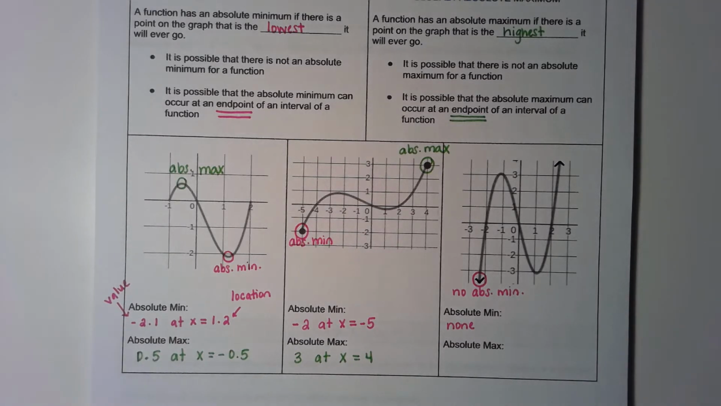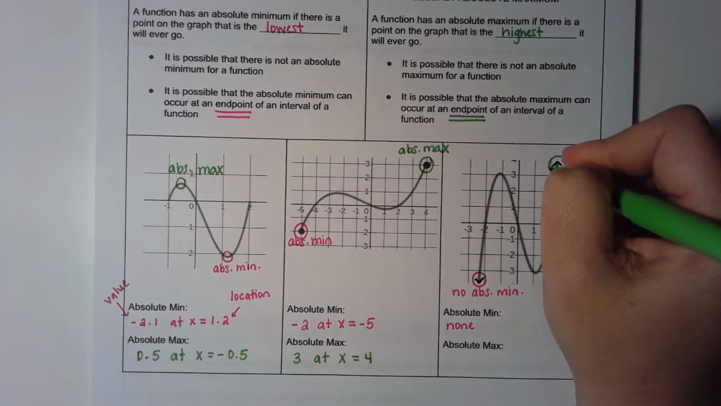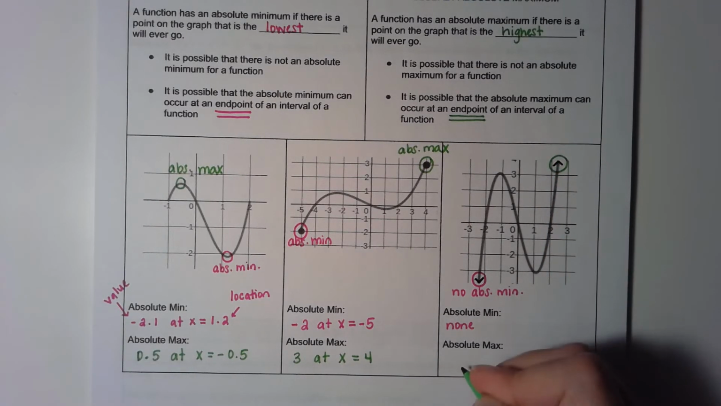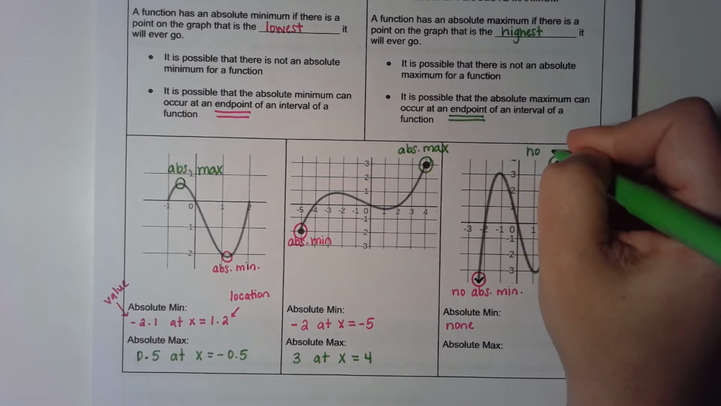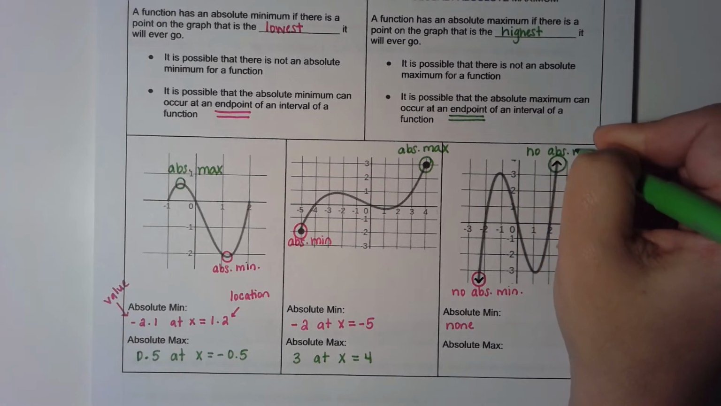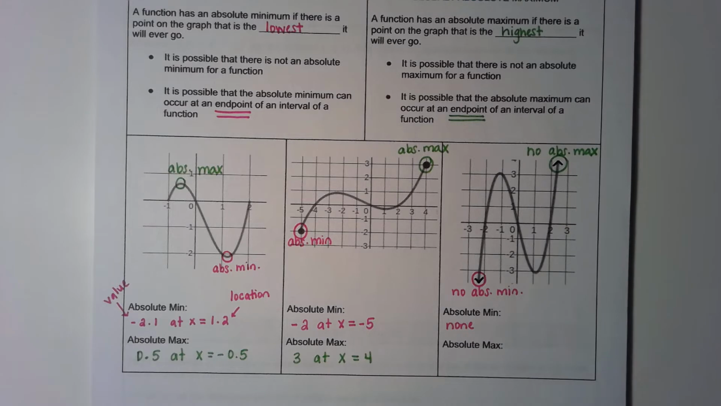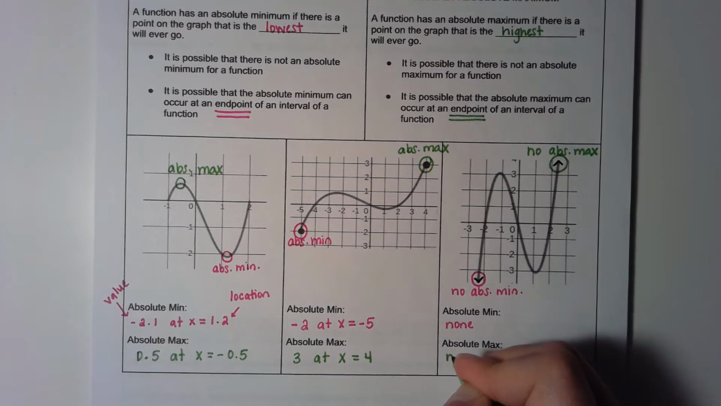And last but not least, in this graph, because of this arrow that keeps going forever, we would say that there is no absolute maximum. It's never going to get to the highest spot because it never stops going up. So we would say none.